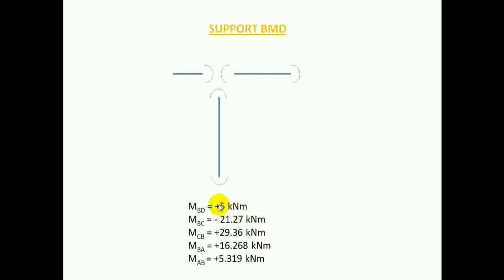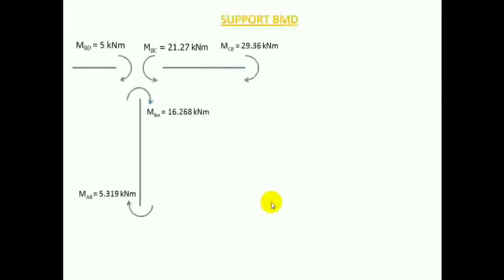Here I have got the answer positive. Positive means clockwise. Here we have got negative. Negative means anti-clockwise. Now as per this positive and negative sign, we are going to put these arrows. Now while drawing support BMD for this portal frame, we are going to divide this support BMD into two parts. That is, this beam portion we are going to consider separately, and this column portion we are going to consider separately.